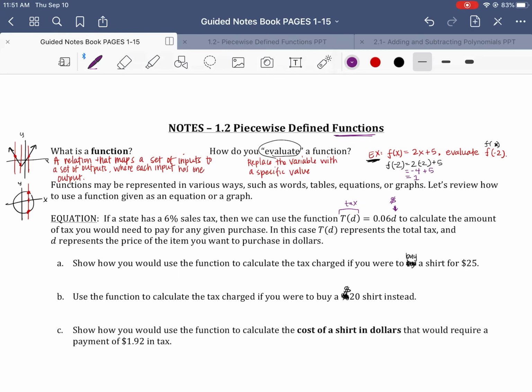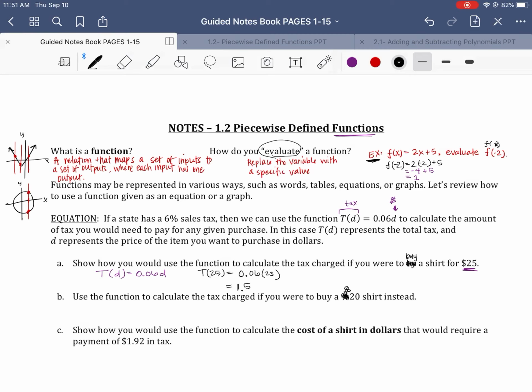So we look down here, and part A says show how you would use the function to calculate the tax charged if you were to buy, misspelled there, so I replaced buy, a shirt for $25. So again, if my function is t of d is equal to 0.06d, and the shirt is going to be $25, 25 represents the d. So we would take this function and we would evaluate it at 25. We have 0.06, again putting 25 in for d. Now when you calculate that, 0.06 times 25, you're going to end up with 1.5.